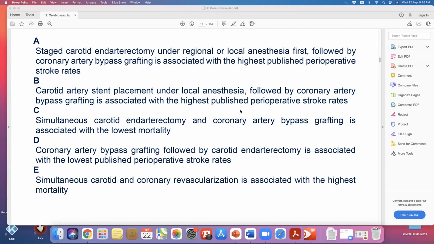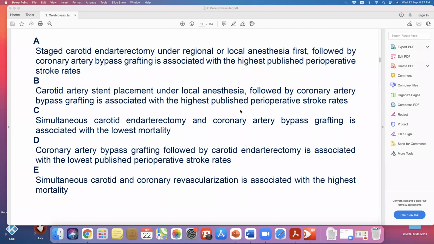Carotid artery stent placement under local anesthesia, followed by coronary artery bypass grafting, is associated with the highest published perioperative stroke rate. Stenting first is also the lowest, but the problem with the stent, as I said, is the aspirin and Plavix. They want to do it at the same time, but from the question, they need it as a second stage, so stent first, then the CABG. Okay, second stage.